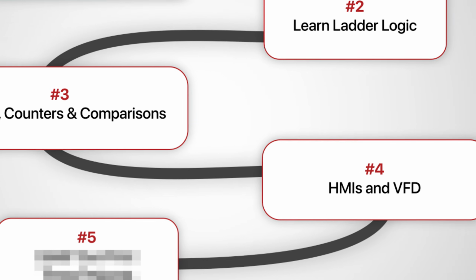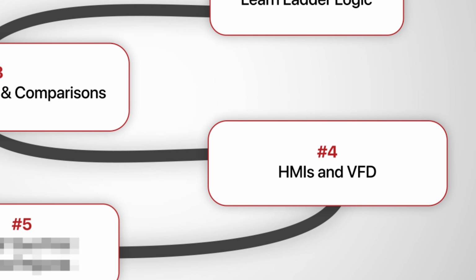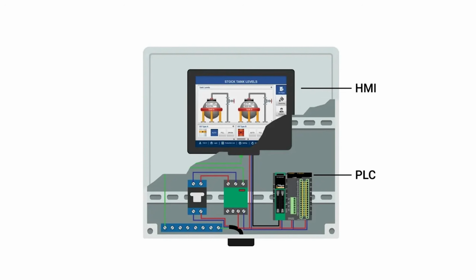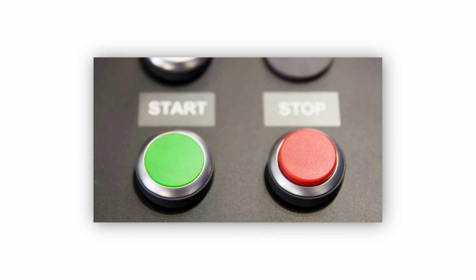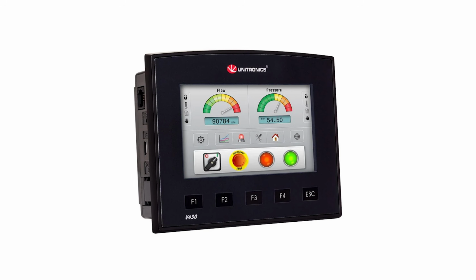Next, we want to focus on learning HMIs and variable frequency drives. You're not going to see a PLC system almost ever without some sort of HMI connection. So if the PLC is like the brain, the HMI is like the face. This is where you've got buttons and displays that the operator can interact with. It's like having a control panel, but on a digital screen. Again, a lot cheaper to build and develop and change than a physical control panel.